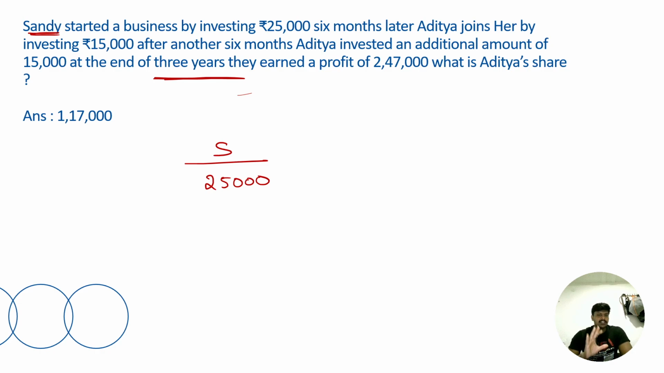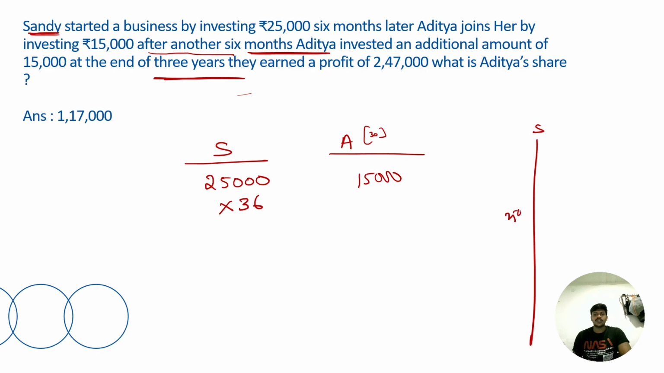So whatever Sandy is investing, that is there in the business for 36 months. But listen, Aditya joined after 6 months. Aditya joined after 6 months means whatever Aditya is investing is there in the business for only 30 months. Already 6 months are over; he's coming afterwards. Now he started the business with first 15,000 and he changed it after another 6 months. That means it's like this: Sandy is there, 25,000 for the whole year. But what this guy did is he joined after 6 months with 15,000. He is there for one more 6 months. He added 10,000 here.